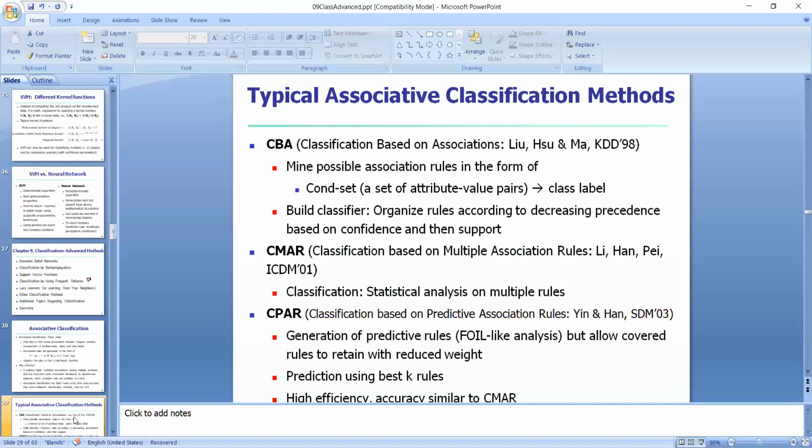Now, a classifier in CMAR operates differently than CBA. Suppose we are given a tuple X to classify and only one rule satisfies or matches X. In such a case, it is a trivial case. We simply assign the class label of the rule. Suppose instead that more than one rule satisfies X, not one rule. One rule means it's a trivial case, we just need to give that particular label. Suppose more than one rule satisfies X.